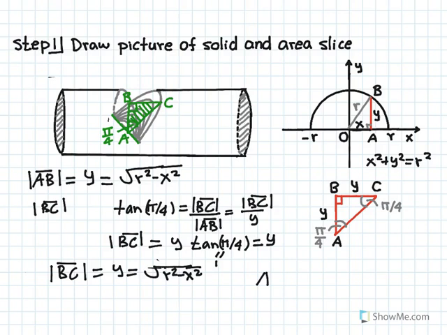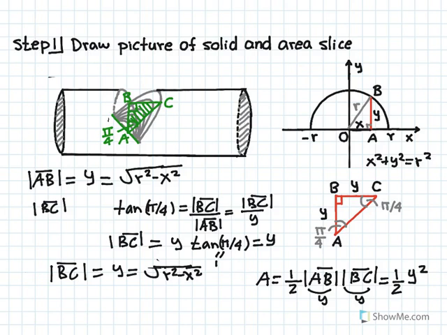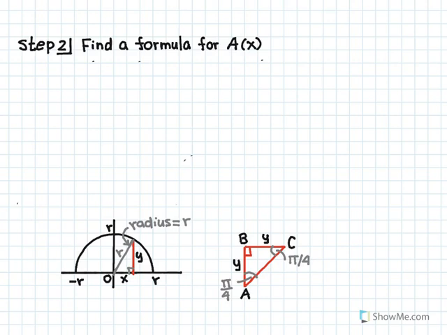And the area of a triangle is simply 1/2 the base, and the base is AB, times the height, which is BC. And this length is y, this length is y. That's 1/2 of y squared. And we also have y in terms of x. So now we can get the cross-sectional slice as a function of x. That's the next step. So we want to find a formula for A of x.